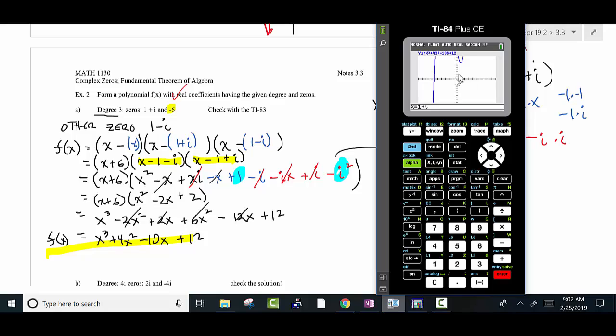But there's another way you could do this. I'm not going to take the time to do this, but if you actually put in on your calculator 1 plus i to the third plus 4 times 1 plus i squared minus 10 times 1 plus i plus 12, it would all be 0. So technically, you could plug in 1 plus i and do it that way and it'll work.